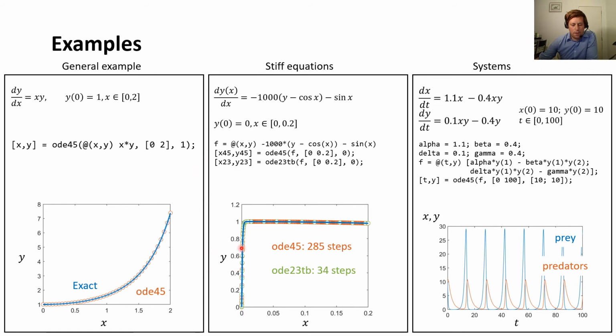And also I plot them here, and we see that in order to cover a distance in x from 0 to 0.2, ODE45 had to take 285 steps, whereas our specific stiff systems integrator only had to take 34 steps. So that's much more suited to solve such stiff equations.